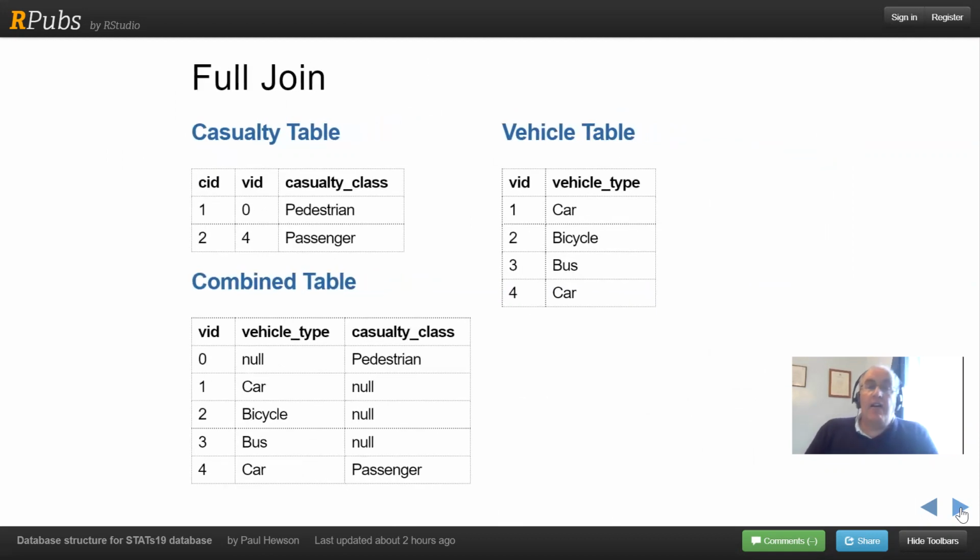And then finally, I have a full join, and this returns an entry for every casualty and every vehicle, and it matches them where possible. So this result set tells me there was a pedestrian injured and they were not in or on a vehicle. It tells me that there was a car, a bicycle, and a bus involved. None of them had a casualty. And it tells me there was a car that contained a passenger. VID number 4 is the car that contains the passenger. So the full join gives me a row for every unique entity in either of the two tables, and it matches them where the entities match.